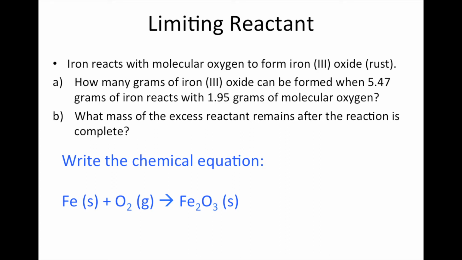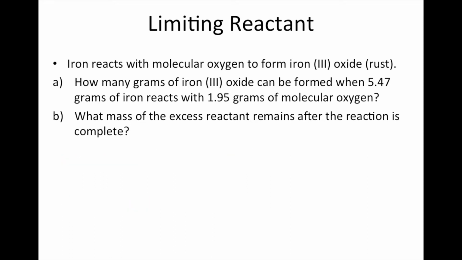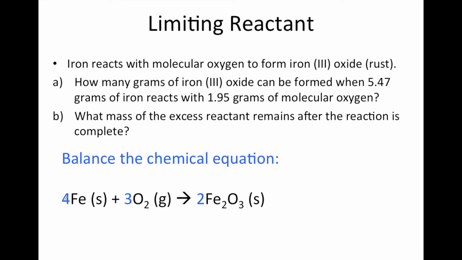Okay, so first thing, iron reacts with molecular oxygen to form iron(III) oxide. Then we need to balance that chemical equation. So this tells me that 4 moles of iron will react with 3 moles of oxygen to form 2 moles of iron(III) oxide.